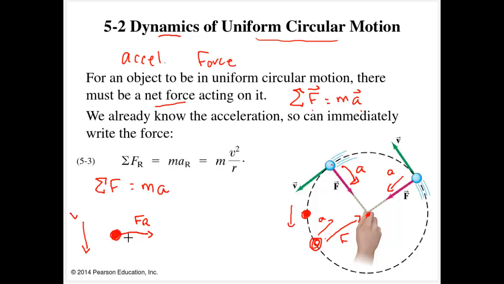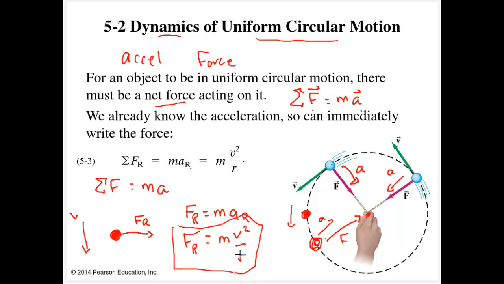That is the only force acting on that guy, so I would say that the radial force must be equal to the mass times the acceleration. The book went ahead and put a subscript R there to say that that's also the radial acceleration. So here I have the radial force is equal to the mass times the velocity squared divided by the radius. So this describes the force that is needed to keep this ball in uniform circular motion.